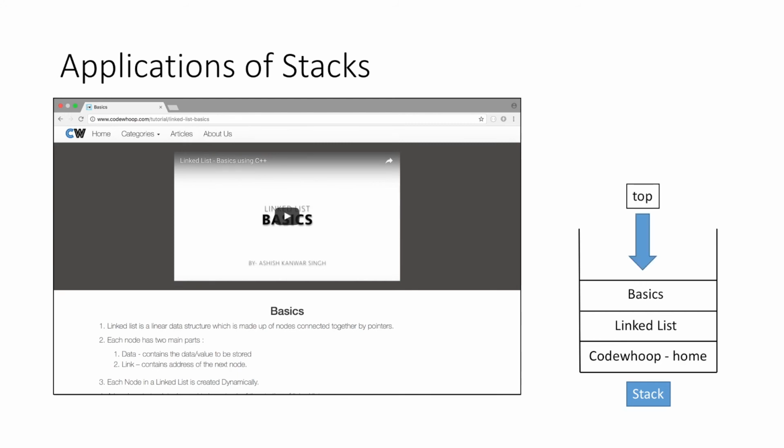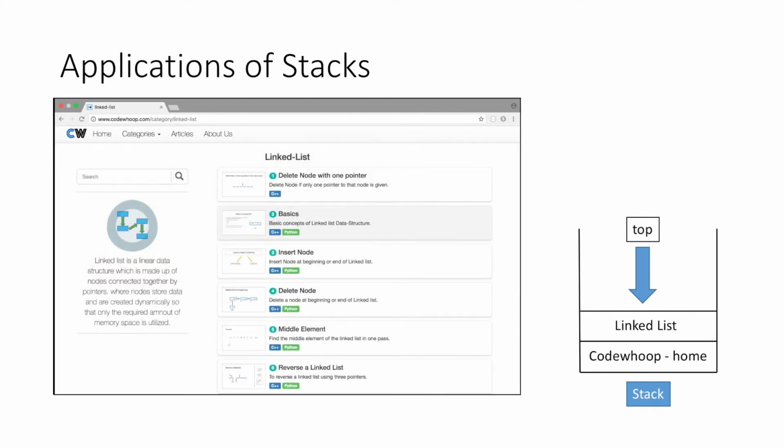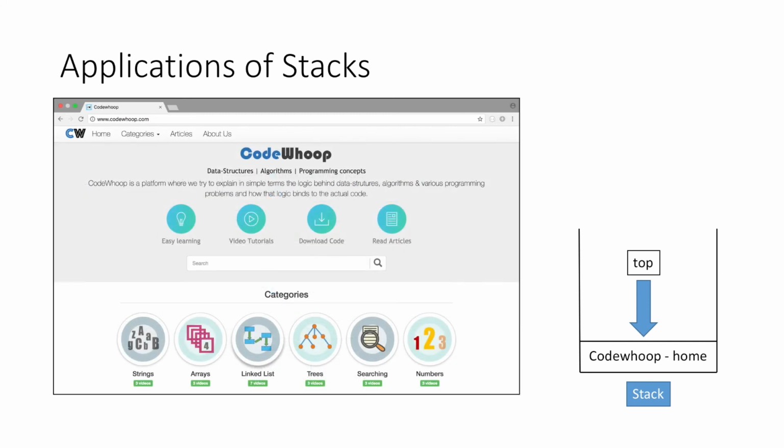And now if I press the back button, we will pop the topmost element from the stack, that is basics. And our top will now be at the linked list page. Therefore, we have moved from the basics page to the linked list page by pressing the back button. And now again, if we press the back button, we will pop the linked list page from the stack. And the top of the stack will be the homepage of CodeWhoop.com.